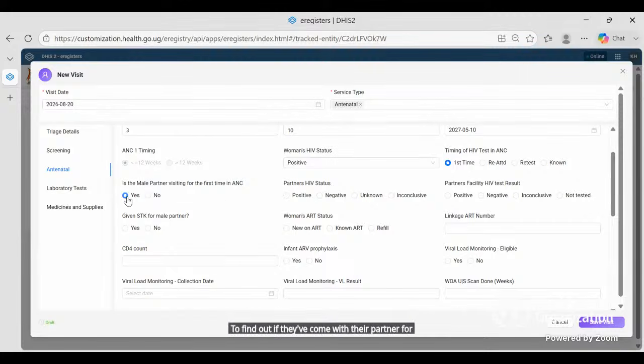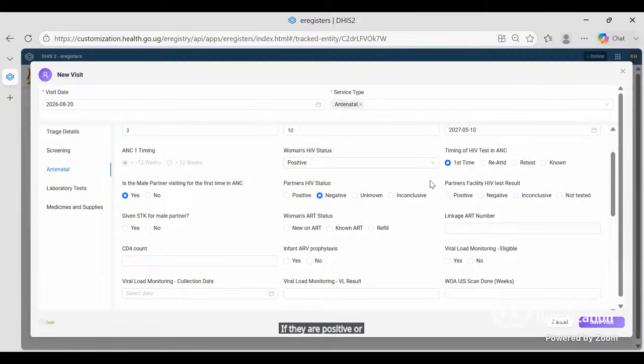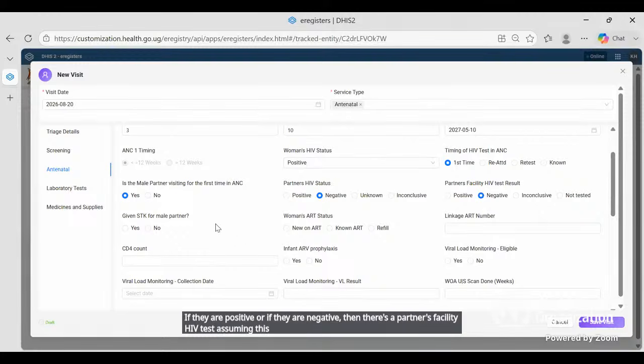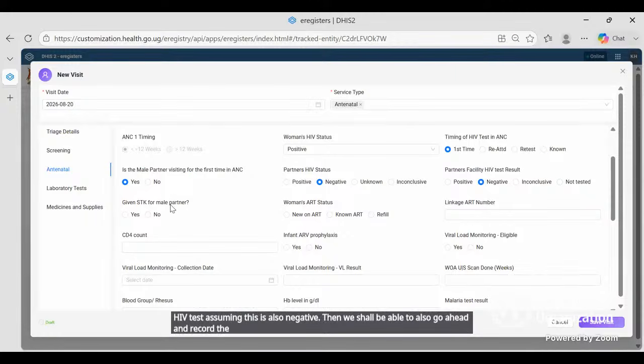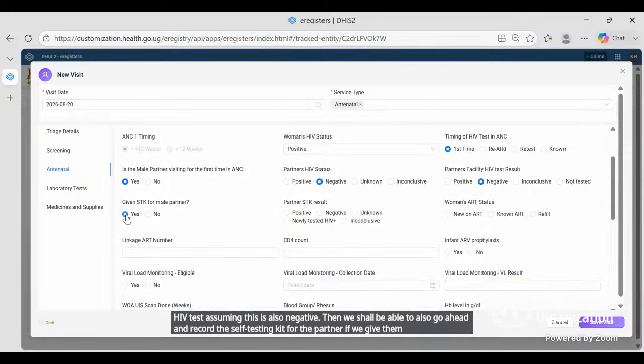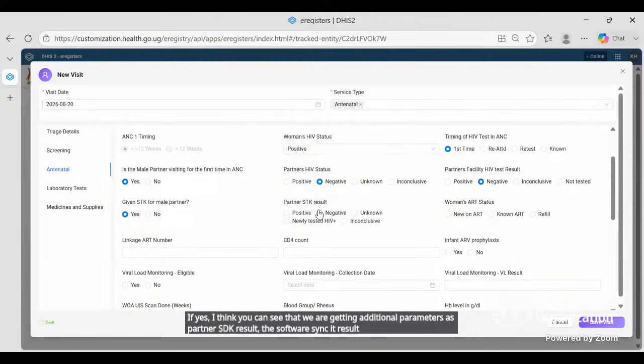Then we go ahead to find out if they've come with their partner for the first time in ANC. And if they've come with their partner, then what is the partner's status? If they are positive or if they are negative, then there is a partner's facility HIV test, assuming this is also negative. Then we shall be able to also go ahead and record the self-testing kit for the partner if we give them the self-testing kit. If yes, you can see that we are getting additional parameters such as the partner STK result, the self-testing kit result. It is here, assuming that still the partner was negative.